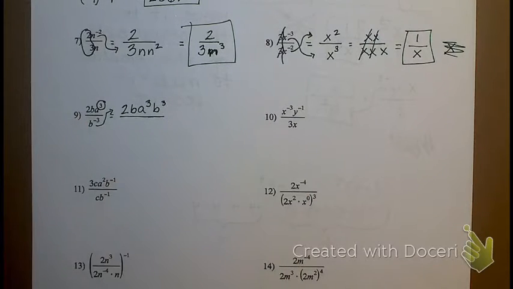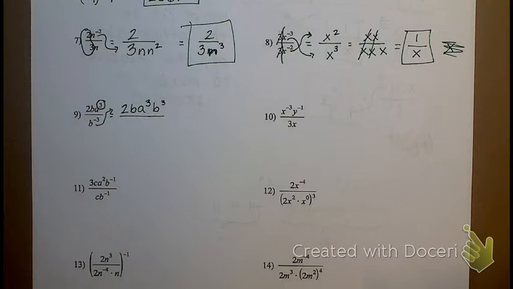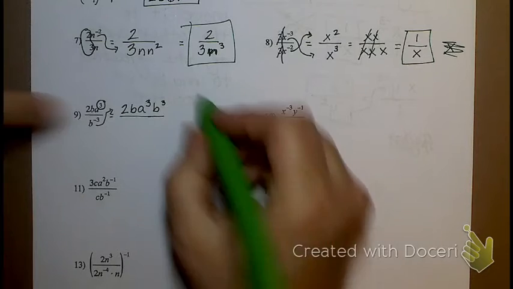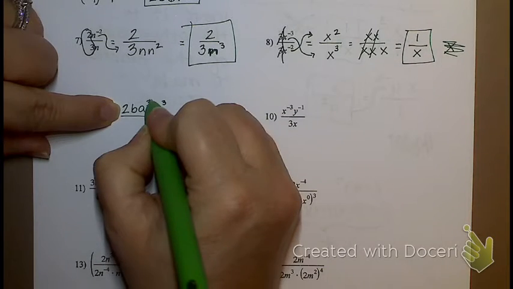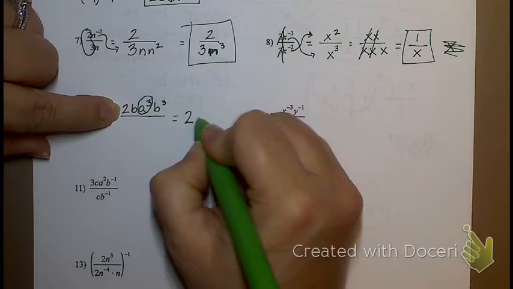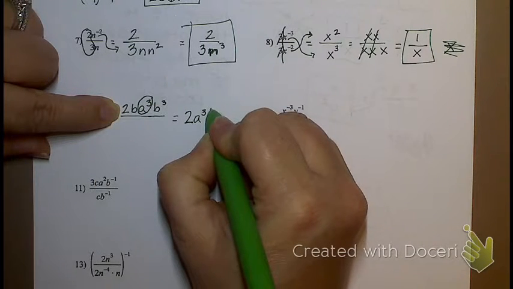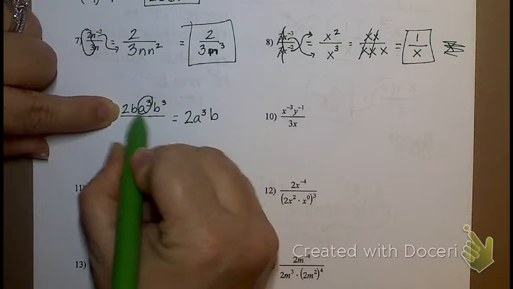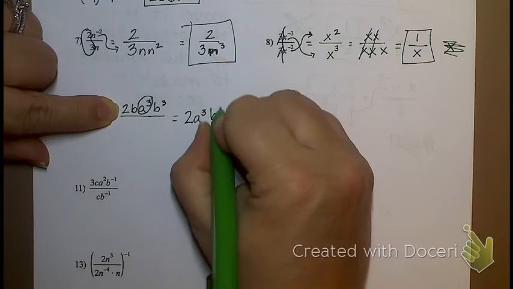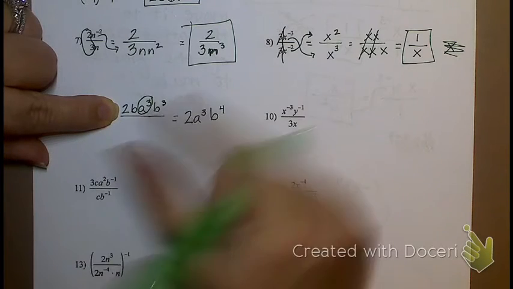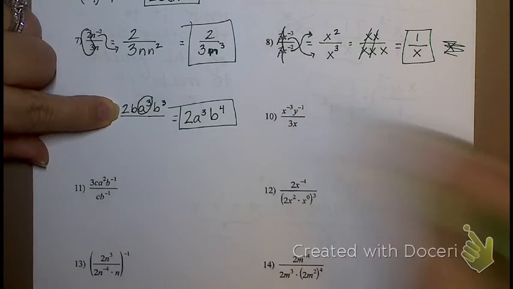So now there's nothing left on the bottom. Do I need to continue writing the bottom? No. So let's see what I've got. I've got 2. I'm going to go ahead and write these in alphabetical order. I have 8 to the third. And what do I have for b's? 1, 2, 3, 4 b's. Right? Because I have 3 and then another one here. So that's what my answer should look like.